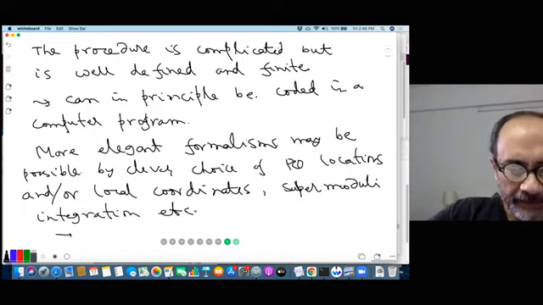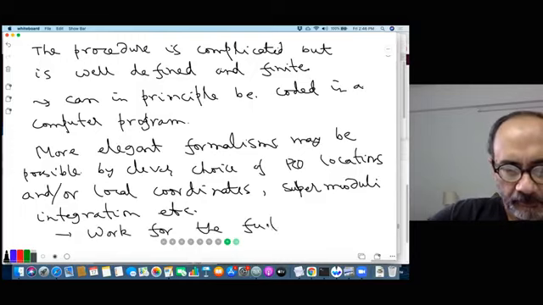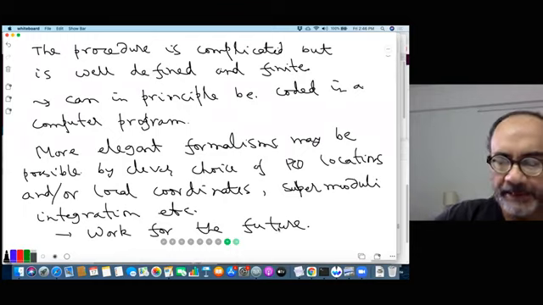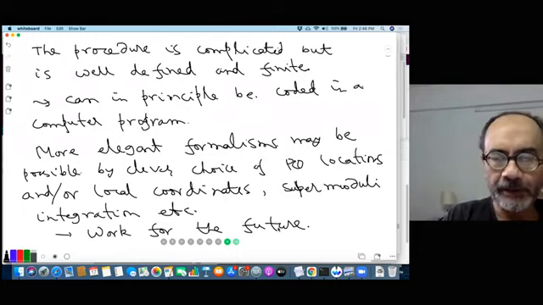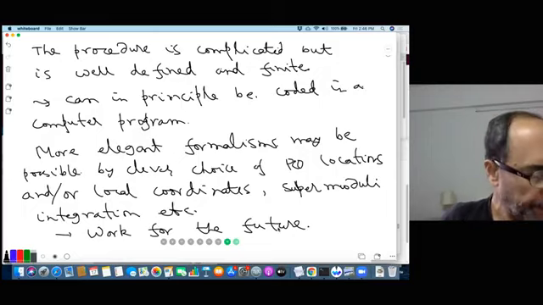Okay. But all this is for the future. At present, all we can say is that at least there is a well-defined perturbation theory that exists, and it can be used in principle to compute amplitudes to any order in perturbation theory and get a completely finite answer.